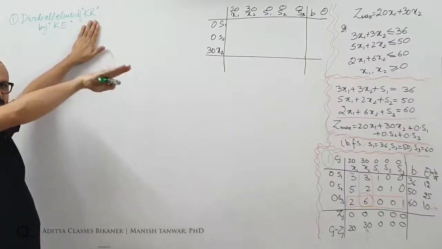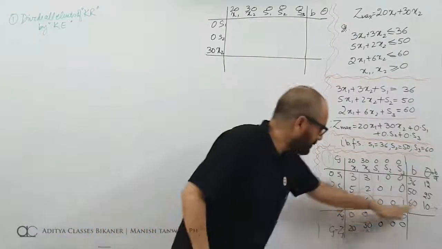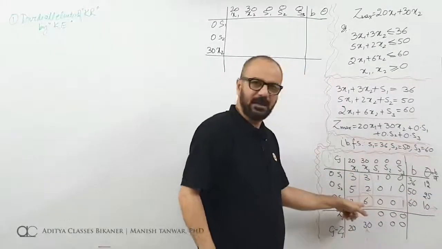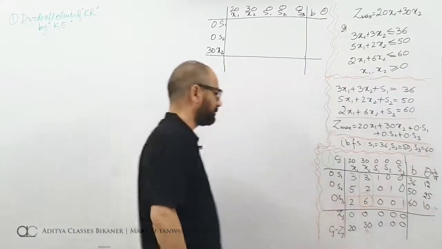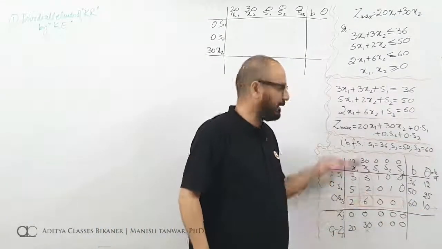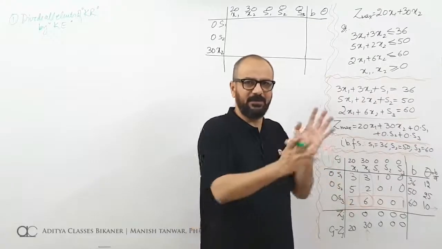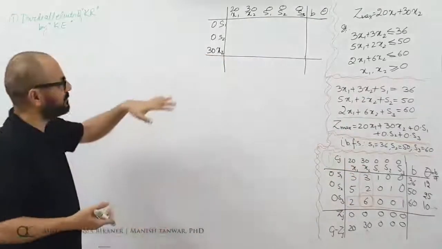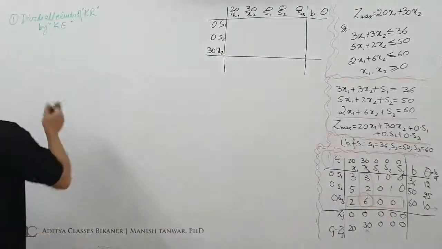Divide all elements of key row by key element. All elements of key row. This is my key row. This is my key element. Today we are not writing everything, kr, kc, ke, incoming variable, outgoing variable, because we have already learned this. Today we will just try to solve it and see how we can solve it in minimal writing work.